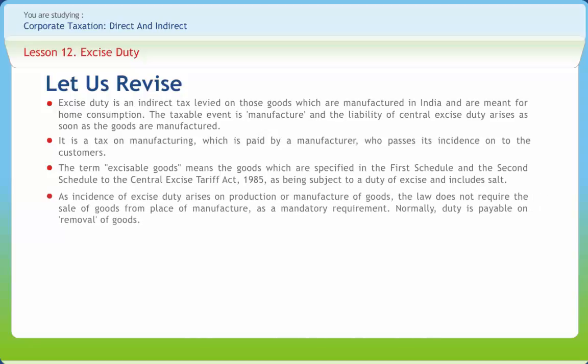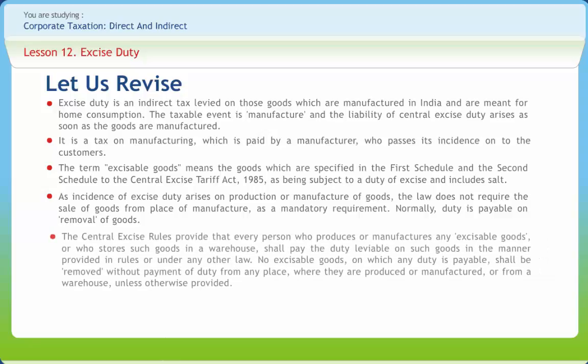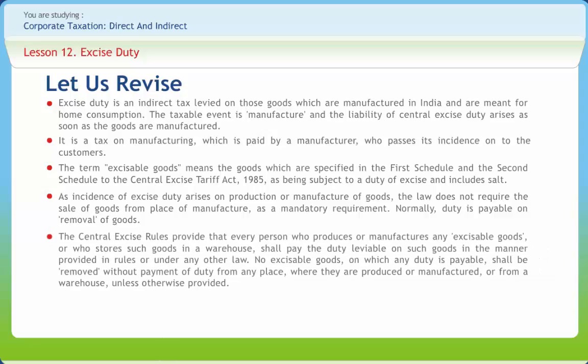As incidence of excise duty arises on production or manufacture of goods, the law does not require the sale of goods from place of manufacture as a mandatory requirement. Normally, duty is payable on removal of goods. The Central Excise Rules provide that every person who produces or manufactures any excisable goods or who stores such goods in a warehouse shall pay the duty leviable on such goods in the manner provided in rules or under any other law.